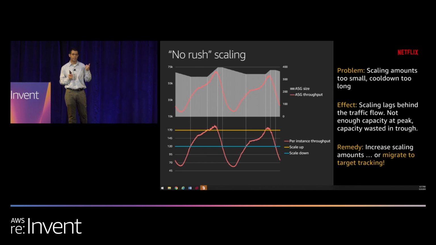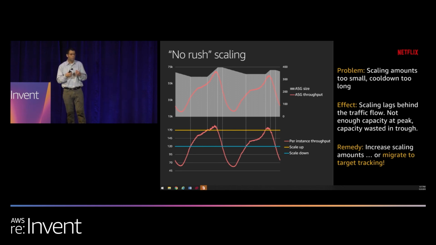You can see that even from the top graph, the pattern of traffic and the pattern of ASG size do not match up. And when we look at average throughput, we see that it drops way below the scale-down threshold, which means we're wasting capacity. And sometimes it goes above our scale-up threshold, which means we're running dangerously hot.